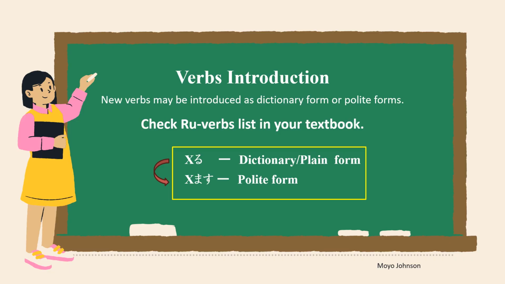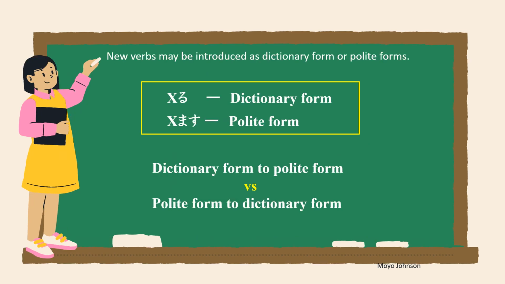Today's lesson aimed to learn how to change verbs from the dictionary form to the polite form. If your textbook lists verbs in the polite form, you don't have to worry about converting them from the dictionary form. You can simply memorize the polite forms and use them in sentences. Then why do many textbooks introduce new verbs in the dictionary form and not polite form? Well, it is because without knowing dictionary forms, you cannot look up words in a dictionary to begin with.